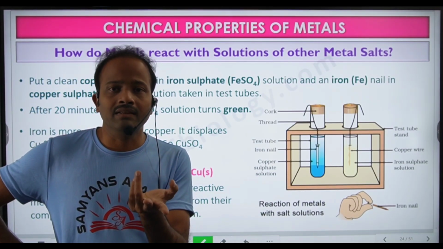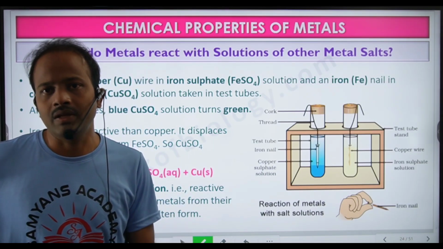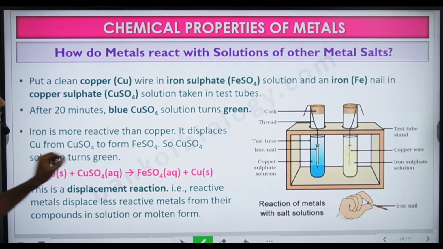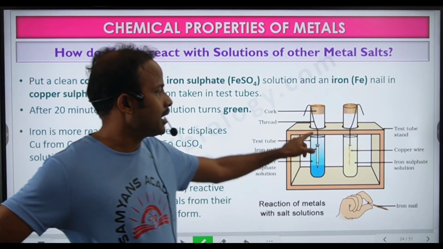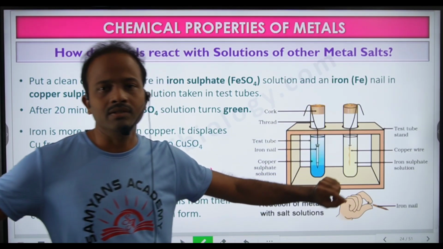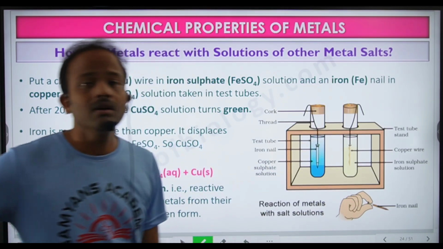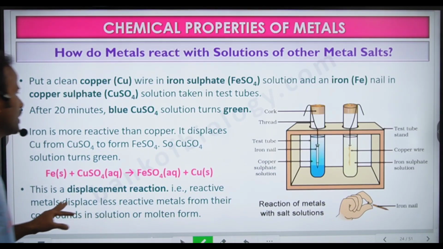Similarly, you take the copper tubes or copper wires and place them in the iron sulfate solution. In both cases, what do you observe? Let us see now. After 20 minutes, the blue copper sulfate solution turns green. When you keep the iron nail in the copper sulfate solution, what happens here? The blue color of the copper solution slowly changes into green.